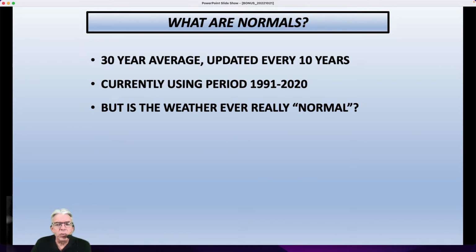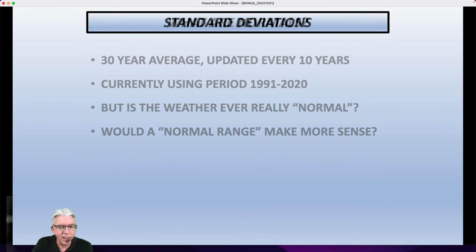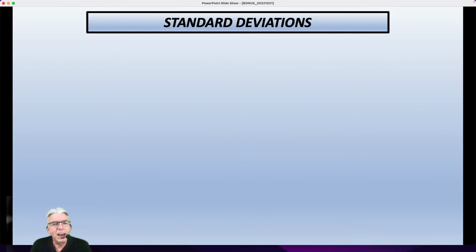But is the weather ever really normal? I would argue that it is not. Would a normal range make more sense for any given day of the year, since the weather is always changing and varying from one day and one time to the next?